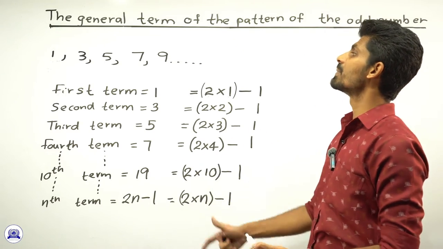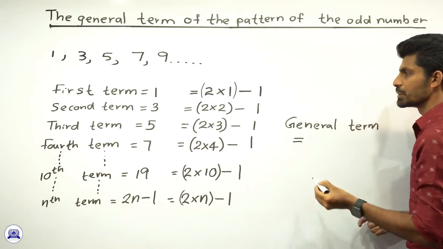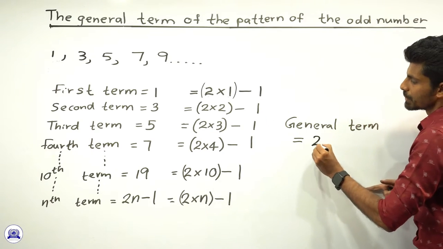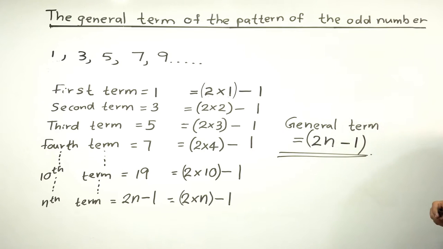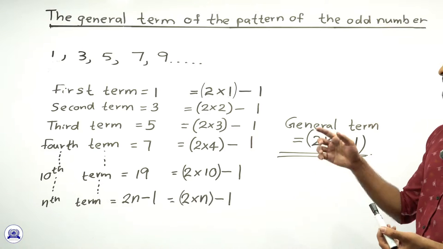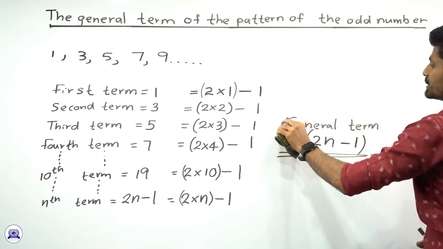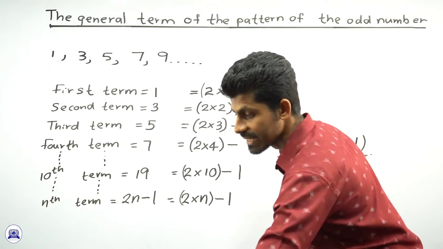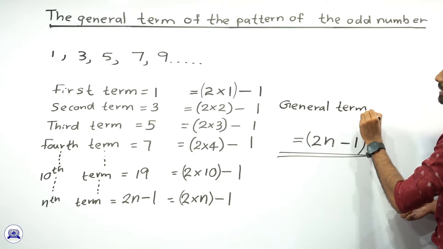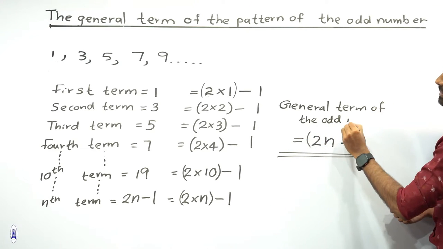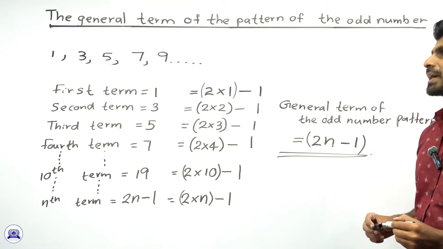Therefore, what is the general term of the odd numbers? General term equals 2n minus 1. So the general term of the odd number pattern equals 2n minus 1. I will write it down like this so it is clearer. General term of the odd number pattern equals 2n minus 1.